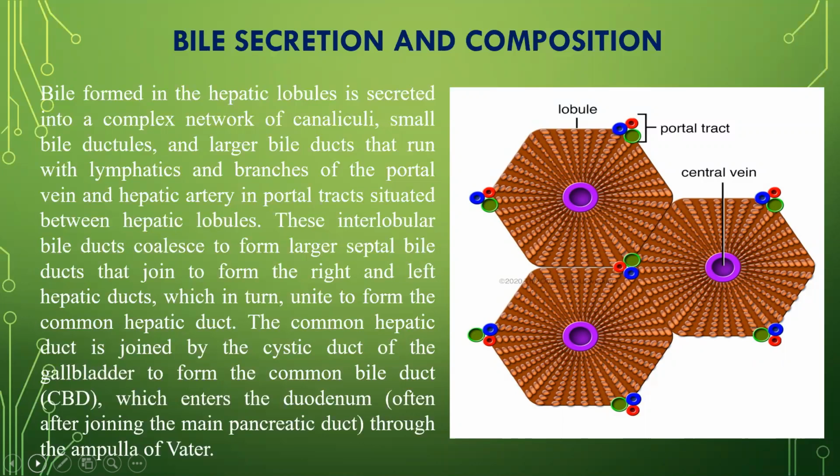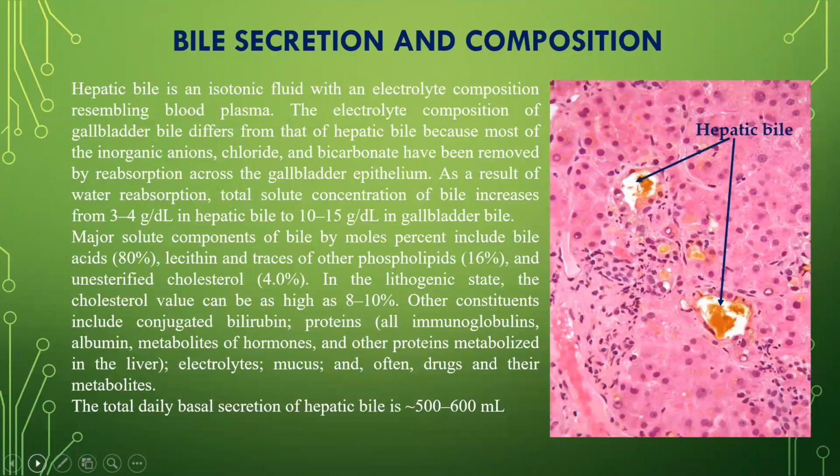The common hepatic duct is joined by the cystic duct of the gallbladder to form the common bile duct, which enters the duodenum, often after joining the main pancreatic duct through the ampulla of Vater.